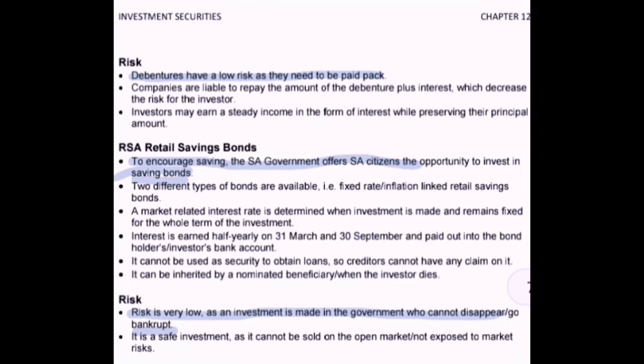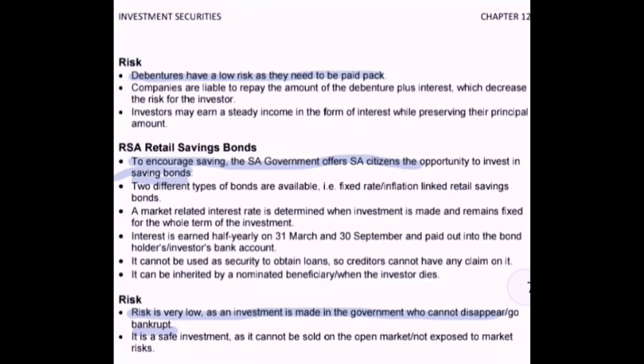Then we move to what? RSA. What is RSA? Retail savings bonds. What are they doing here? To encourage saving, the SA government offers SA citizens the opportunity to invest in savings bonds, whereby these ones encourage people to save. And they give South Africans an opportunity to invest.